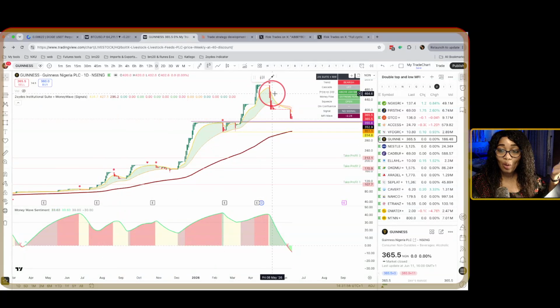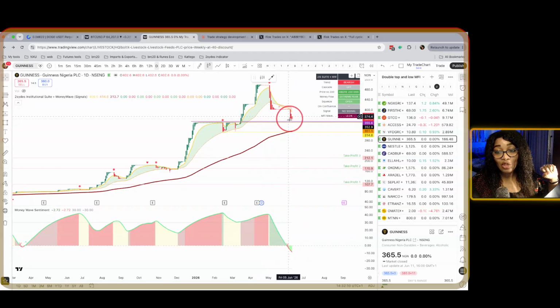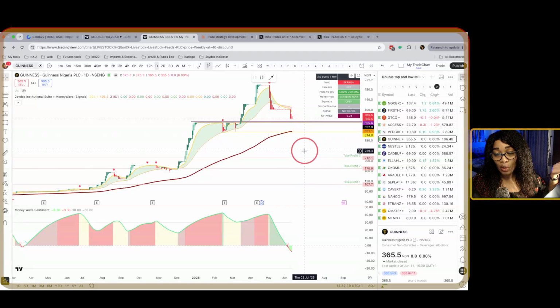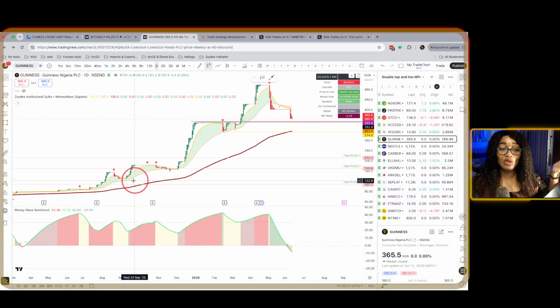It has just only been going up. So now the trend has turned bearish. So it could come back and reclaim that price action. But if you look at money wave, it's now in a negative territory. It does look like for Guinness, price action is looking for the 200 EMA. It could stay at the 200 EMA, or it could even go lower. It remains to be seen. And so that's what we're talking about.